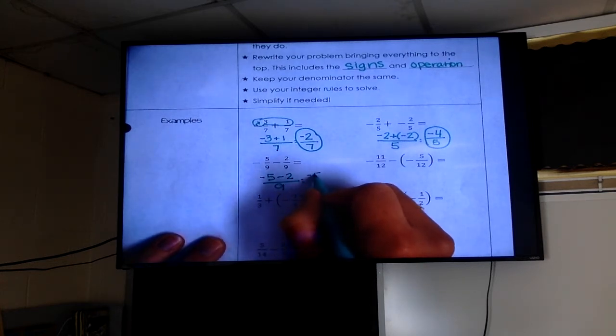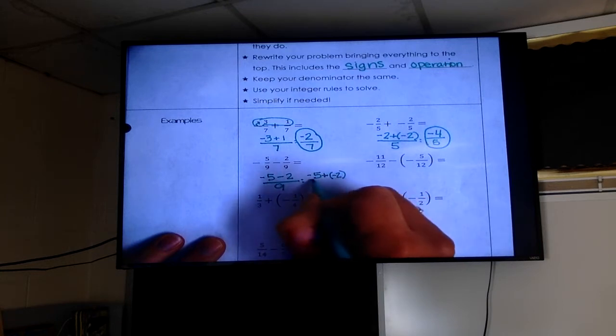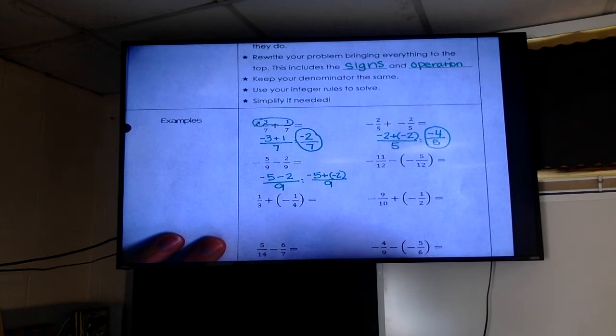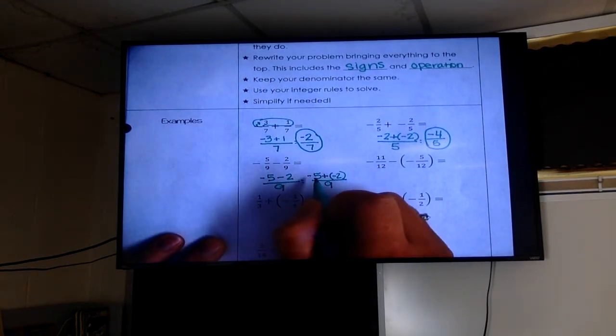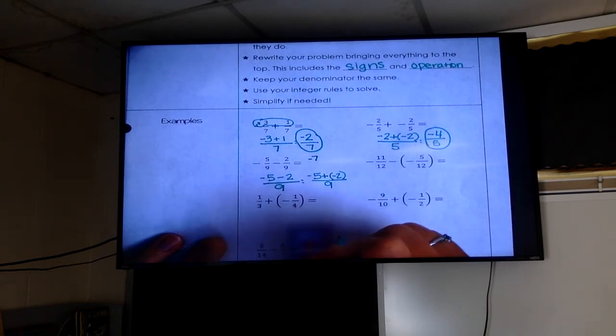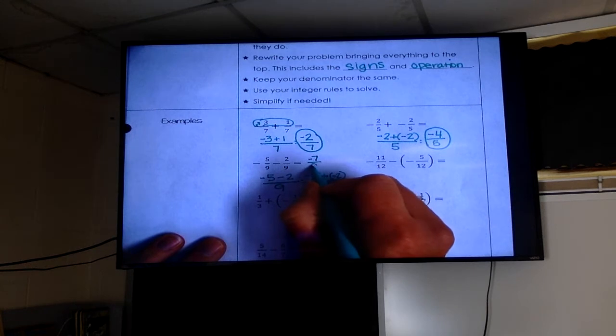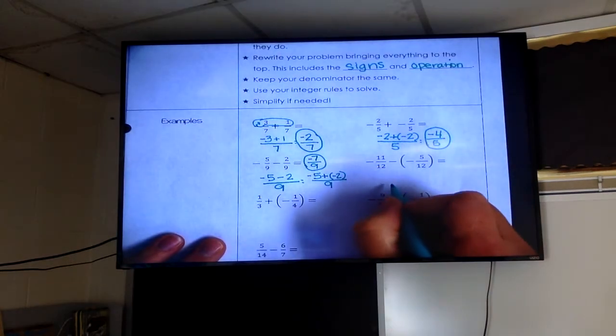So I have -5 plus -2. Okay, denominator stays the same. All the time, the denominator stays the same. So now I'm just going to use my integer rules. Signs are the same, so I'm going to add them and keep their sign. So -7 over 9. My answer is -7/9. Okay, let's try one more, subtraction.